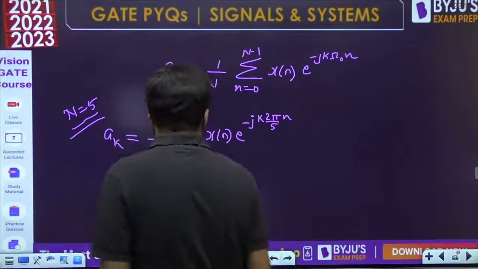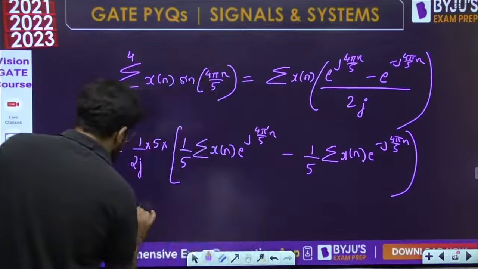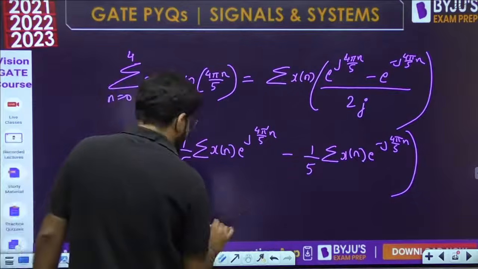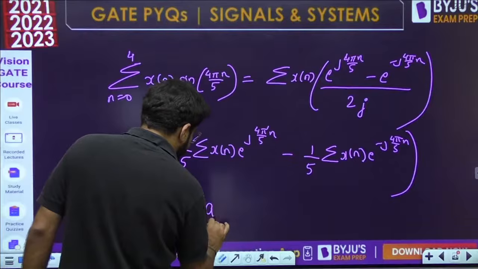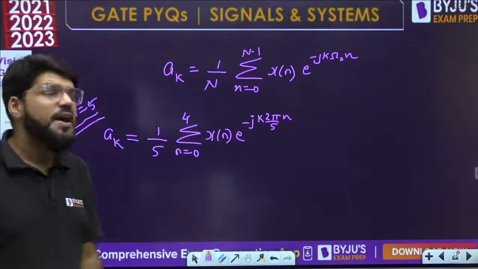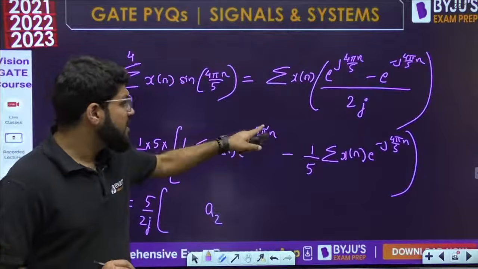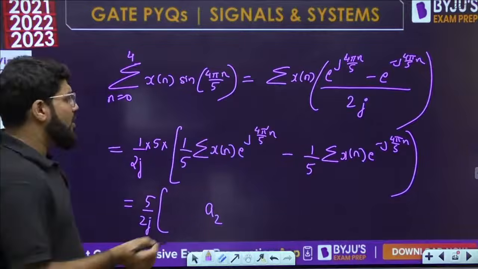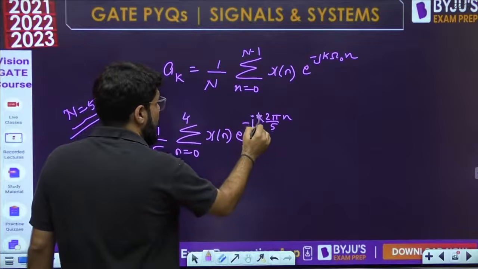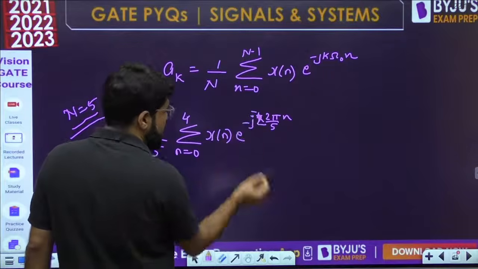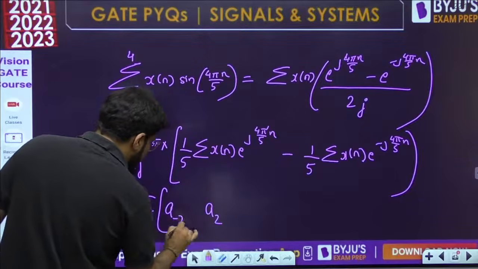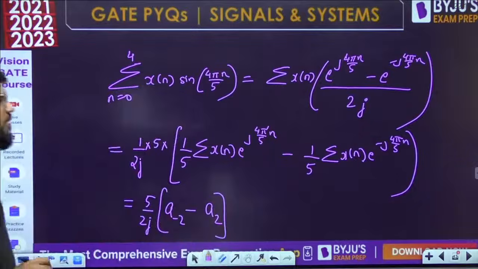If you take k equal to 2, then this is 5 upon 2j. The second one is very clear. The second one is the formula for a of 2. If you take 2, this becomes 4 pi by 5. But the first one is plus 4 pi by 5. So how will the plus come? If you take k not only 2 but minus 2, the minus will become plus. So that should be the formula for a minus 2.